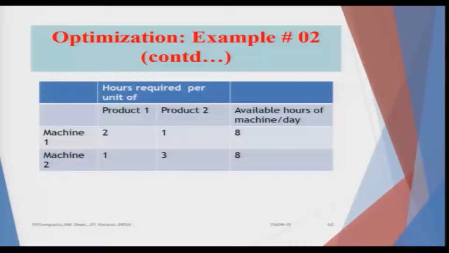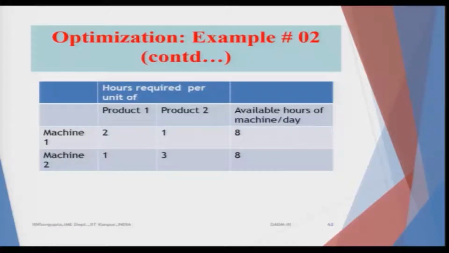First, let me draw the chart. This is a very simple problem, and drawing the chart is only to facilitate a good understanding of the problem. For machine 1, the product 1 hours required, as already mentioned, is 2, and product 2 is 1. For machine 2, product 1 requires 1, product 2 requires 3. The availability of each machine is 8 hours per day. It can change also, but we are considering the simplistic case of 8 hours.